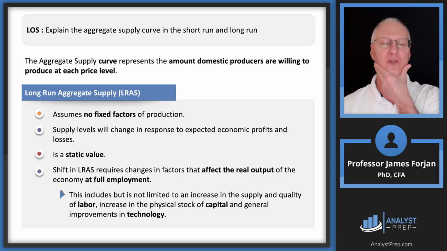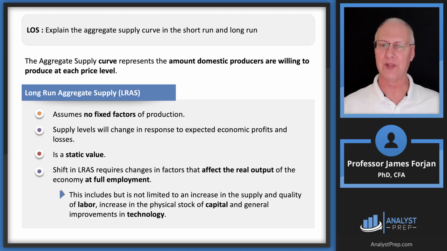And this is interesting because what we know is that in the long run, there are no fixed factors of production. All input factors become variable. And that's an interesting kind of a result and an assumption. But look above the blue box there. Let me read that to you. Aggregate supply represents the amount that domestic producers are willing to produce at each price level.